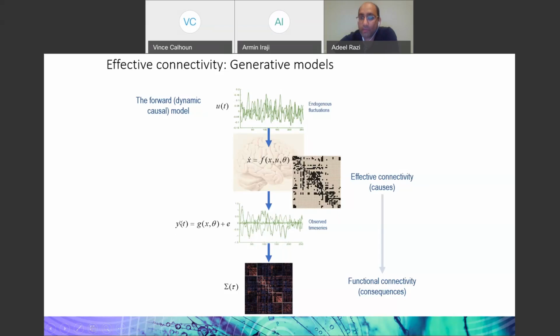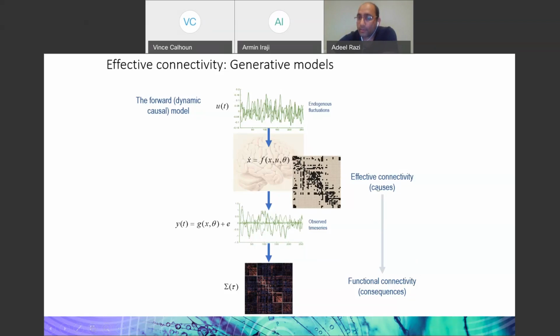And this y is our BOLD signal. From this y, we can calculate functional connectivity, which becomes, let's say, our data. So we have this generative model where we have the effective connectivity theta, which I show as a sparse matrix, and this is what we call the causes. This is an important point here. We consider effective connectivity as the causes and functional connectivity, or the observations, as the consequences. So the effective connectivity causes the consequences, the functional connectivity, which we show here using a generative model.